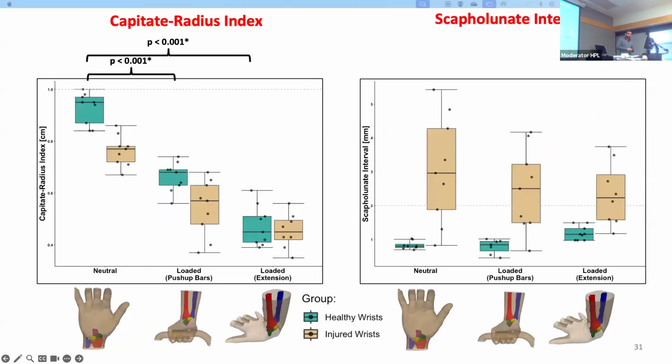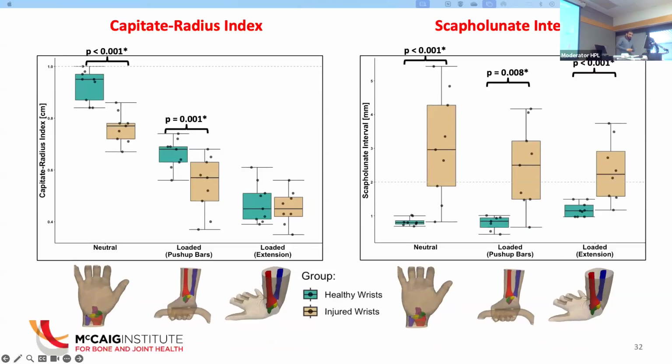And then here, just look at the distance-based measurements. So a capitate radius index, which defines that shortest distance between two bones. And so it does decrease with the application of load, and that is to be expected as that compressive load will decrease the distance between the radius and the carpal bones. And then interestingly, the scapholunate interval was consistently large in the injured individuals, and there were no observable differences between positions. As I mentioned, it was consistently large in those injured wrists, including those load-bearing positions, which suggests that this may be more of a static deformity as opposed to the bones shifting further apart when the load is applied to the wrist.